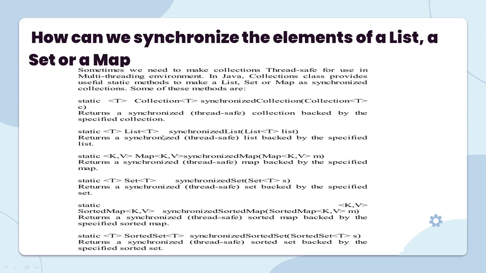These are the methods. It returns a synchronized thread-safe collection backed by the specified collection. Static list synchronizedList: we pass the list, and it returns a synchronized thread-safe list backed by the specified list. Static map synchronizedMap returns a synchronized thread-safe map backed by the specified map. Synchronized set returns a synchronized thread-safe set backed by the specified set.